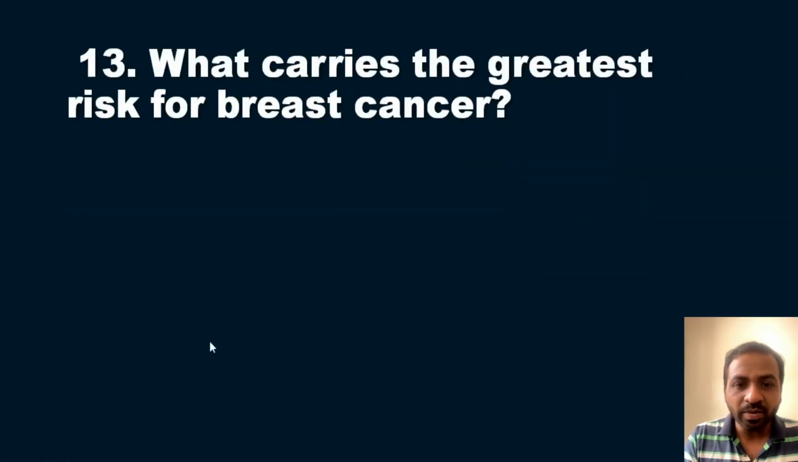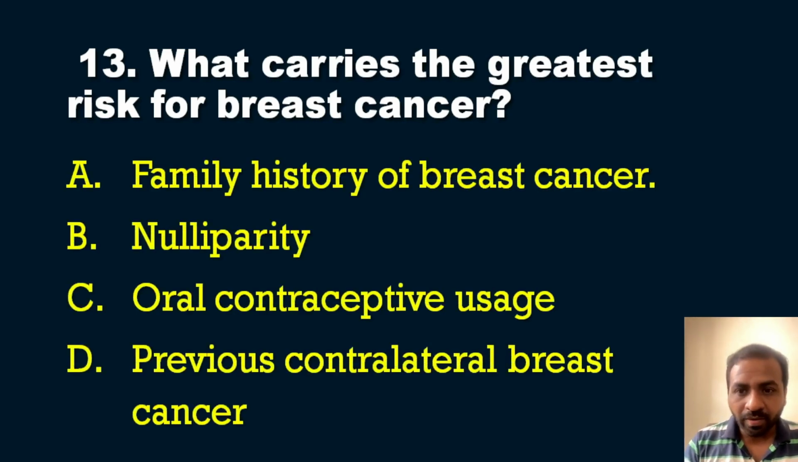Now we will move on to the 13th question in our series. It is a simple question. What carries the greatest risk for breast cancer among the options? I'll give you the options, and from these you find out which is the greatest risk. The first option is family history of breast cancer. The second option is nulliparity. The third option is oral contraceptive usage. And the final option is previous contralateral breast cancer.